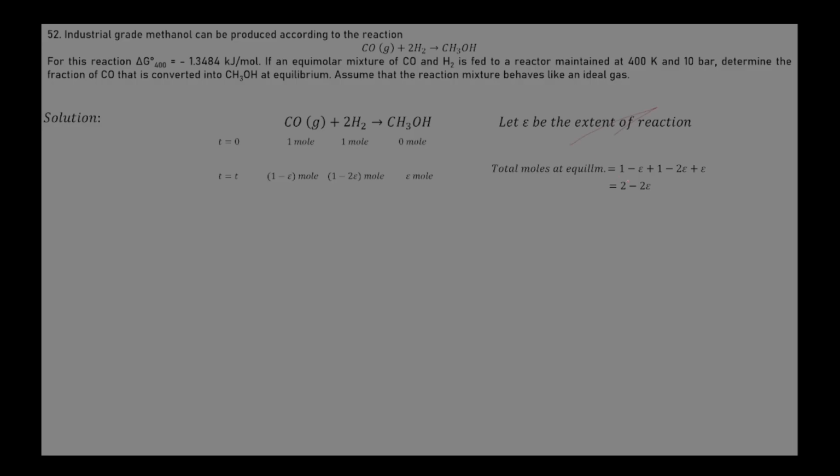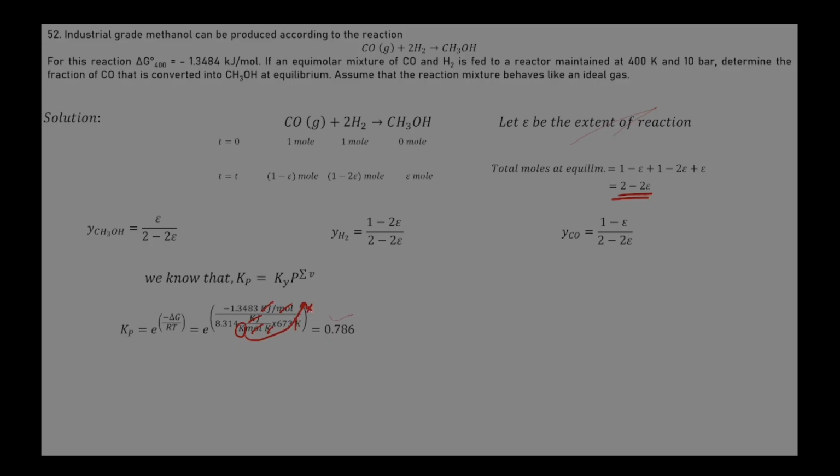Total moles at equilibrium, we have this. Now the mole fractions of CH3OH, H2 and CO. We know that Kp is equal to K times P to the power summation of nu. Every year GATE is asking this type of question. Putting all the values, we will find the value of K. Kilojoule cancels out, mole cancels out, Kelvin cancels out, and this K will remain and it is 1000. So we will multiply it in the numerator as 1000, and we will get this.